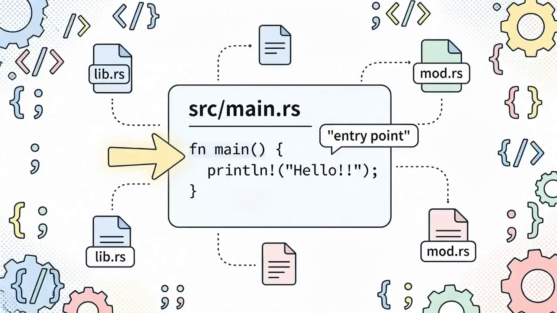src/main.rs is the crate root for a binary. The fn main function is the entry point, and Cargo implicitly treats every file under src/ as part of the crate. No explicit module declaration required.